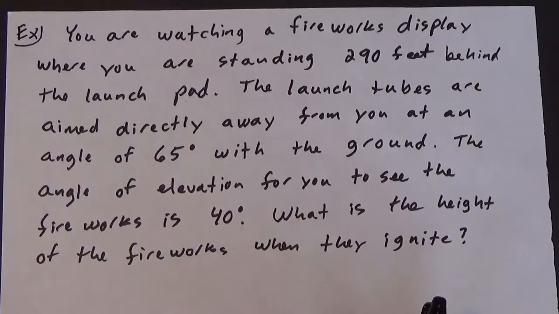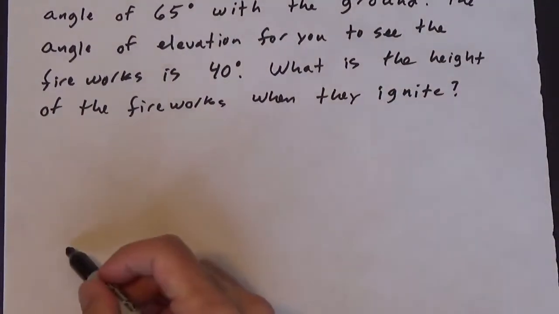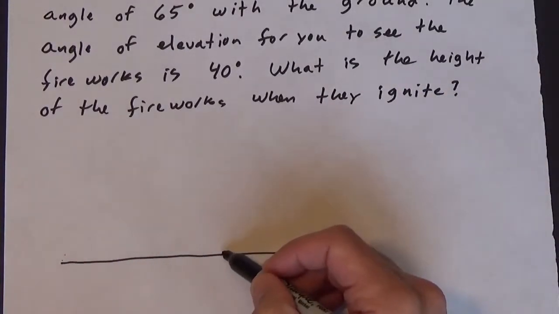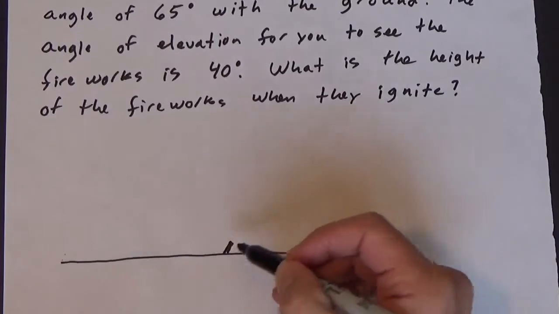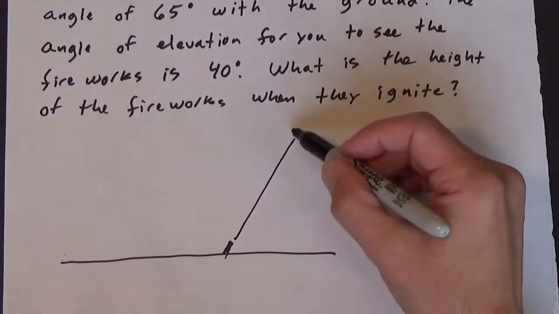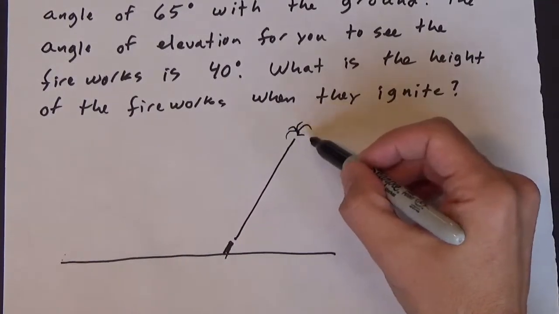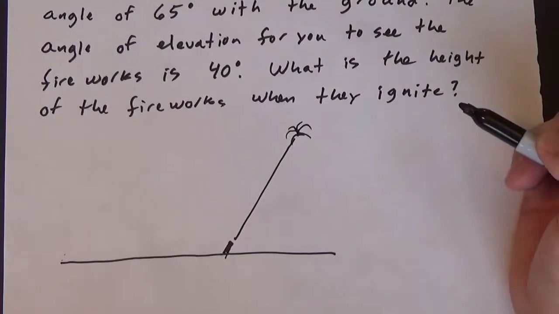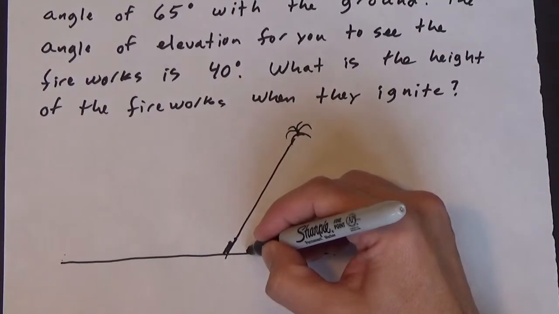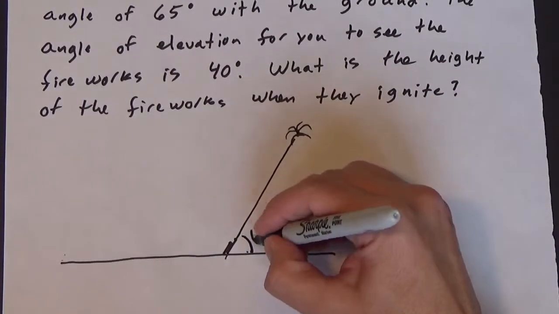Alright, so this is definitely one where drawing helps out. So let's see here. What happens is we have some launch tubes. There's our launch tube, and it launches a firework, and the firework explodes right here. Okay, there's the fireworks. And we know that the angle of elevation, or the angle that the launch tube makes with the ground, is 65 degrees.